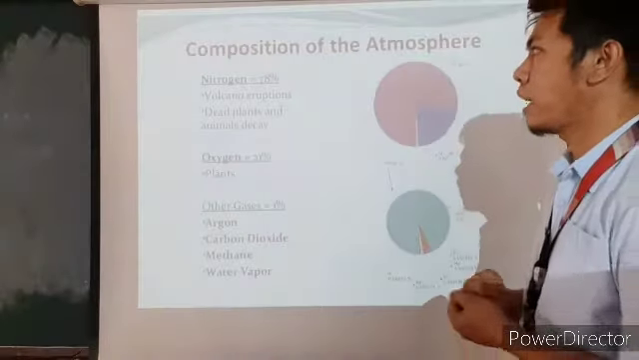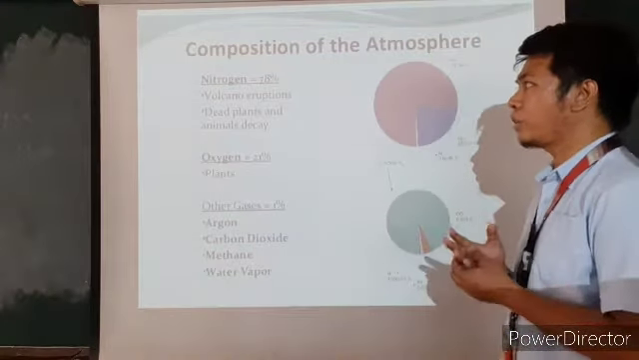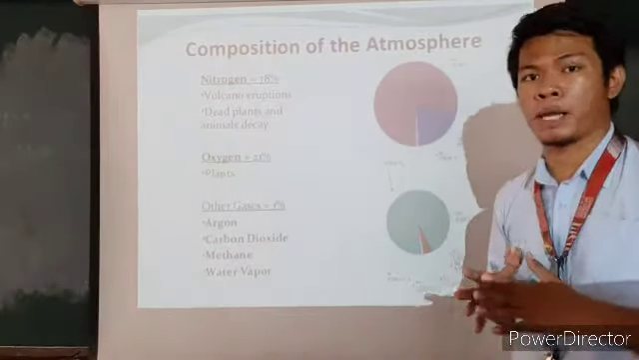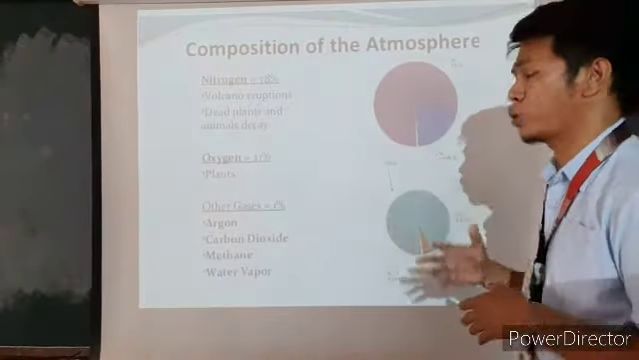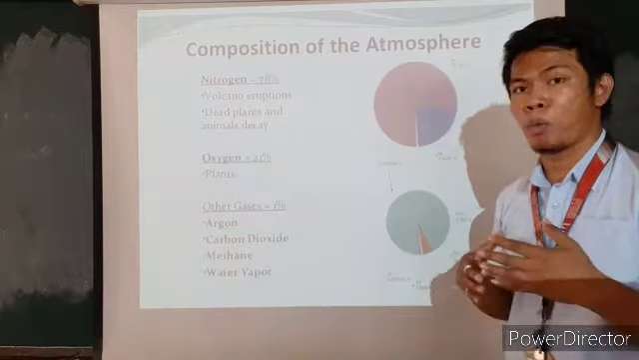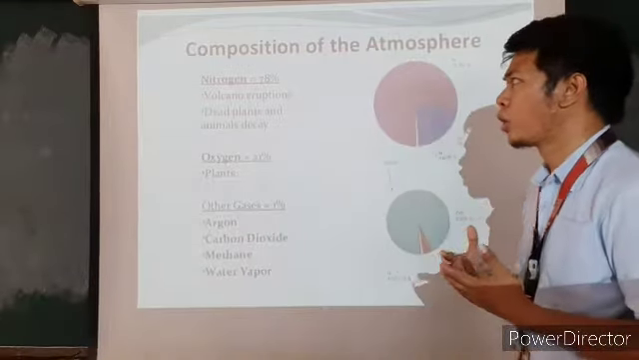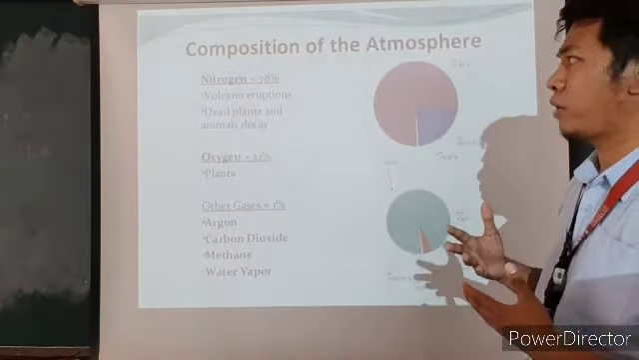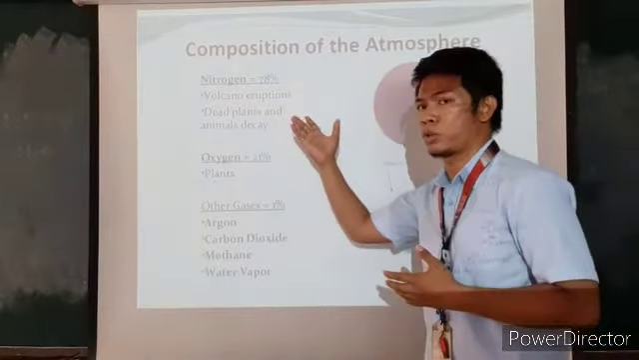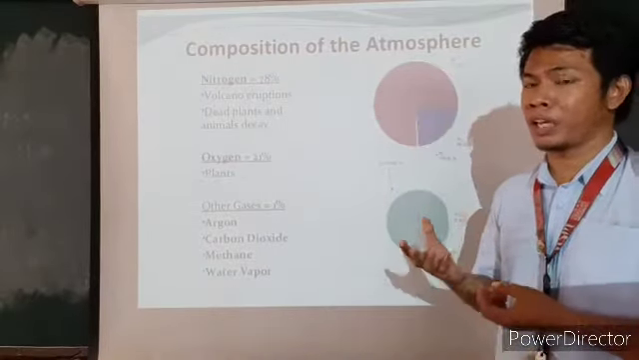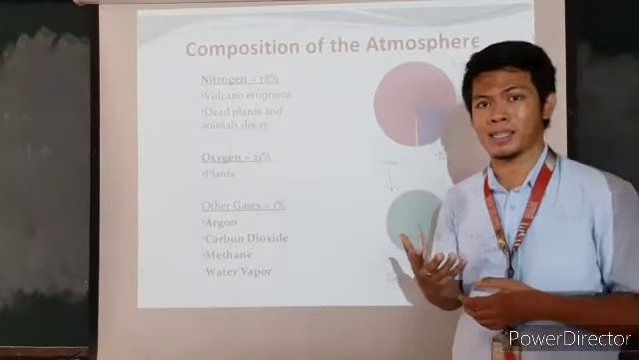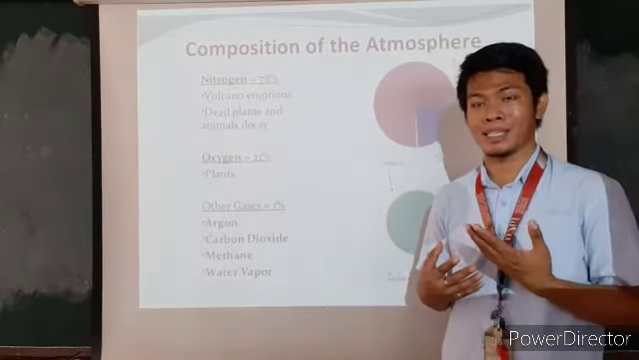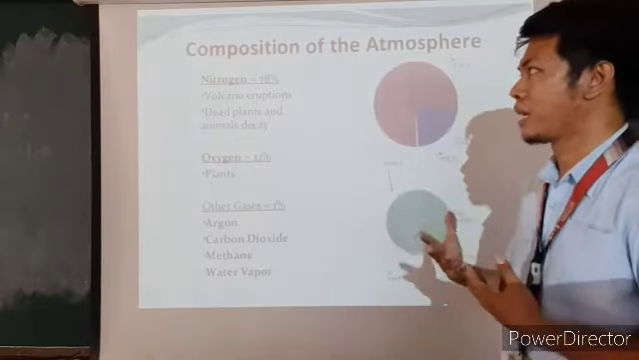So let's have the composition of the atmosphere. We have nitrogen gas. Nitrogen gas occupies 78% of our atmosphere. Siya yung pinakamalaki ang composition. So where did this nitrogen gas come from? Volcanic eruption. Once a volcano erupts, nag-emit na siya ng mga gases, and one of those gases na gina-emit niya is nitrogen.